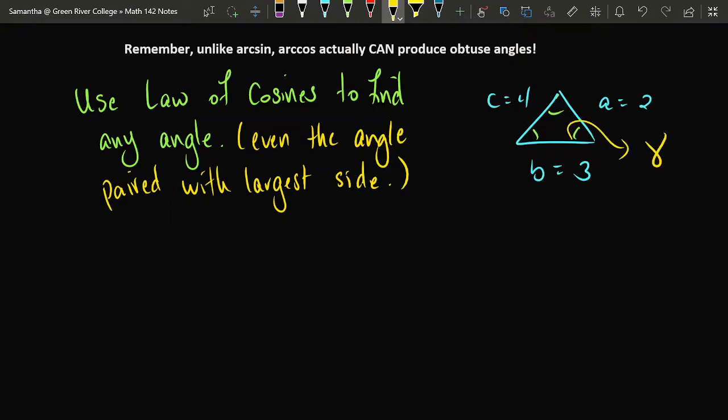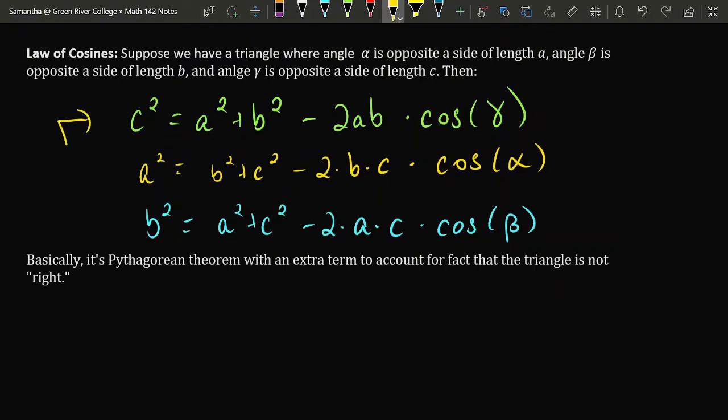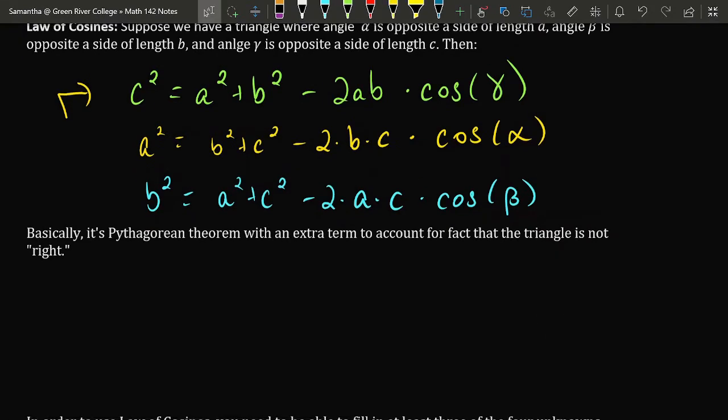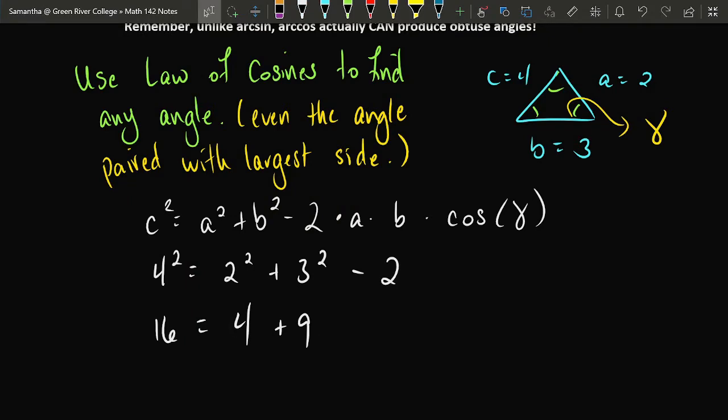To find the value of gamma, I'm going to use the version of law of cosines that has a gamma in it, which would be this first version, c squared equals a squared plus b squared minus 2 times a times b times cosine of gamma. So c squared is equal to 4 squared is equal to 16. a squared is equal to 2 squared, which is equal to 4. b squared is equal to 3 squared, which is 9. Minus 2 times a times b is minus 2 times 2 times 3, which is equal to 12.